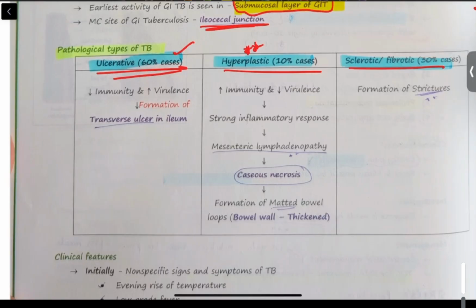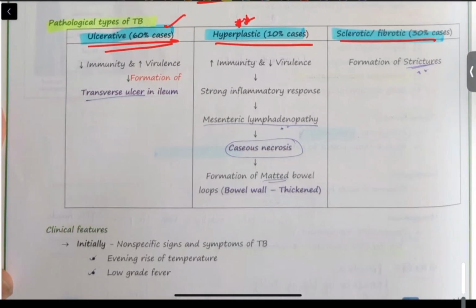Basically this is pathological. In gastrointestinal TB, if we take a gross specimen, how will it be visualized? Studies have been done and they have classified this. If there is presence of an ulcer, it is called ulcerative. If there is hyperplasia of the mucosa of the gut, then it is hyperplastic. If there is sclerosis or fibrosis, that is strictures are there, then that is sclerotic or fibrotic type.